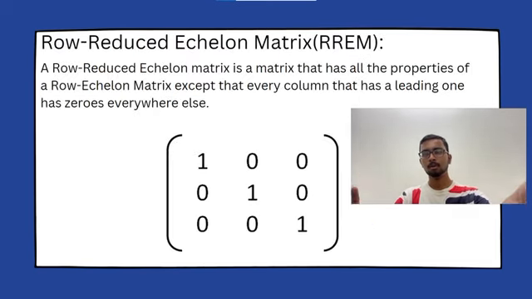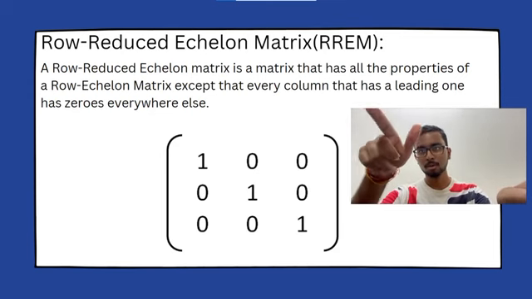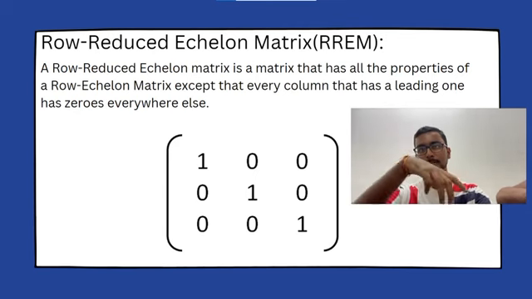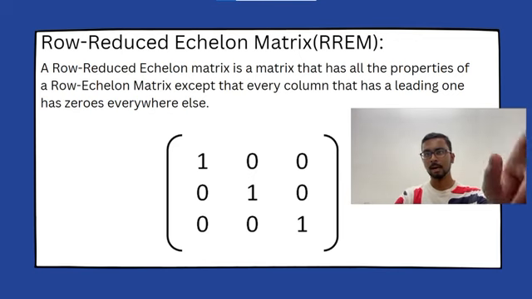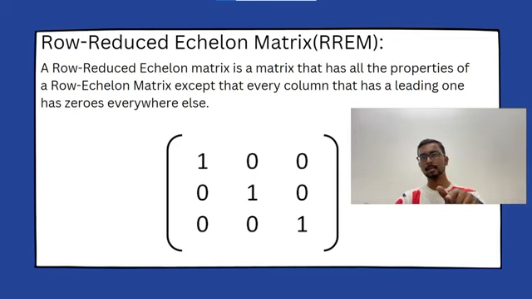Now coming from row echelon matrix, we now see the row reduced echelon matrix, that's RREM. This is similar to REM except that it has one extra property: if a column contains a leading one, it must have zeros everywhere else along the column. As you can see in this matrix, every column that has a leading one has zeros in the other spaces, so this is an RREM. It must have zeros everywhere else on the column where a leading one is situated.